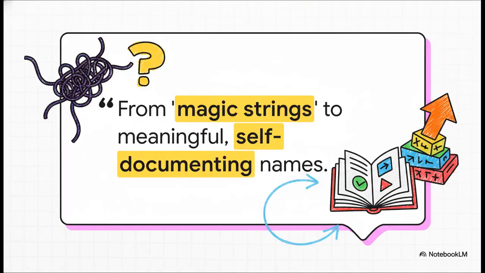That's huge. And what this does for readability is just fantastic. You get rid of what we call magic strings. Instead of passing around a vague string like "new", you're passing OrderStatus.NEW. The code instantly tells you not just the value, but the kind of value it is. Your code basically documents itself, making it so much easier for you or anyone else to understand.